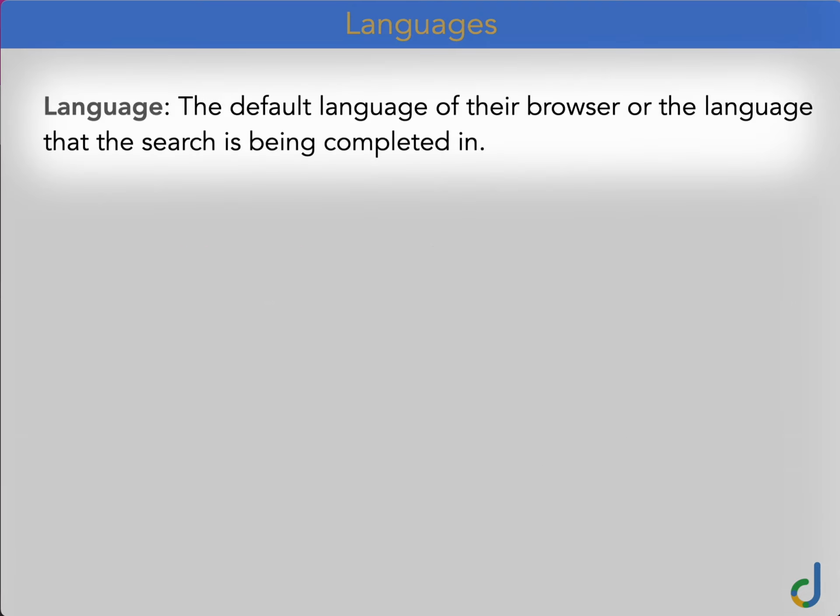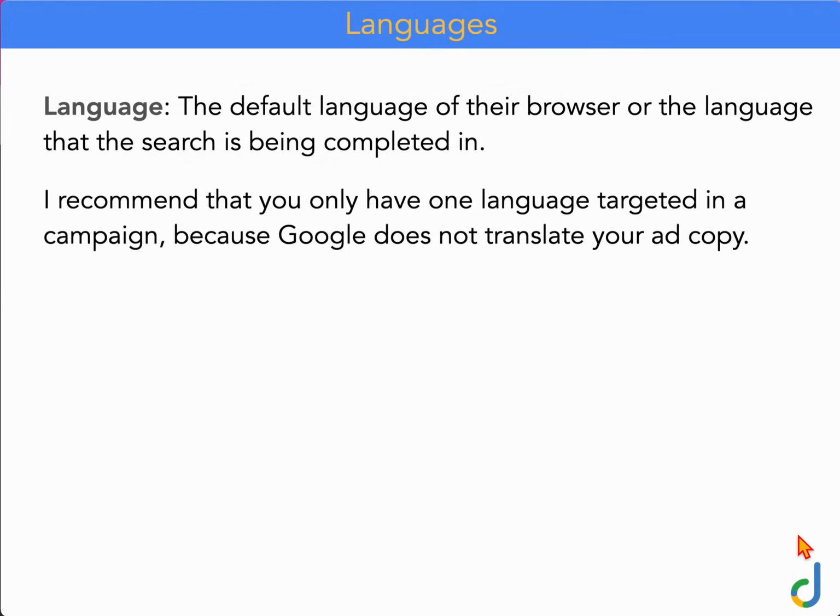Okay, languages. Now, as we said before, this is where you target the default language of their browser or the language that the search is being completed in. When it comes to setting up campaigns, if you've got a product that you want to be advertising to multiple languages, I recommend that you only have one language targeted in a campaign. The reason for that is because Google does not translate your ad copy.